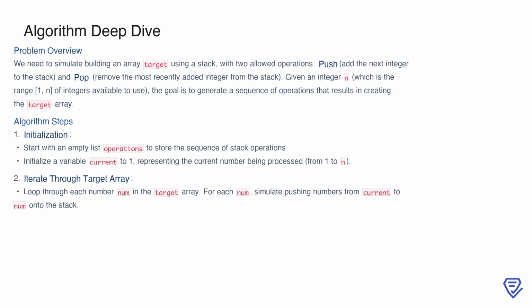The algorithm starts with an empty list, operations, to store the sequence of stack commands. We also initialize a variable current to 1, which represents the number we're currently processing. The next step involves iterating through each value in the target array to simulate pushing the necessary numbers onto the stack. Let's look at how this is done in detail.